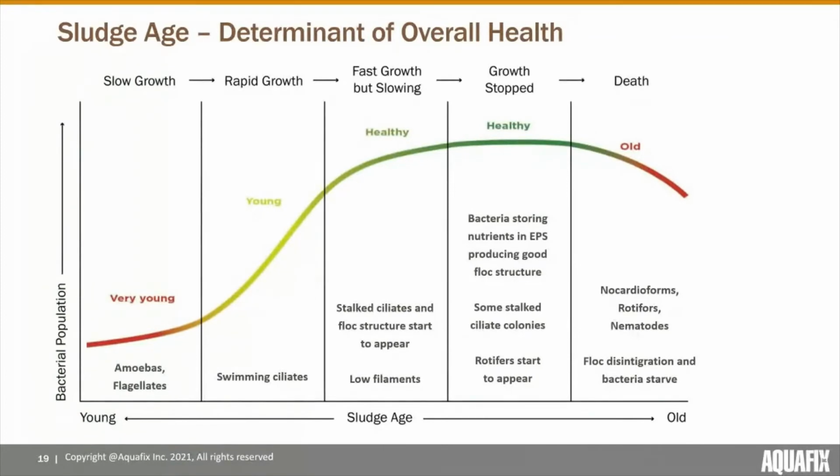But if you see some rotifers, but they're just starting to appear, you can be relatively sure you're at the high end of this healthy range. Then once you start to see a lot of rotifers, nematodes, that kind of thing, it tends to be in the unhealthy range. This is when you'll start to see exceptionally high levels of filaments, on this little barrier between healthy and old sludge age, when particularly nocardioforms really like it. But generally, filaments tend to do better in higher sludge ages than lower sludge ages because they grow a bit more slowly.